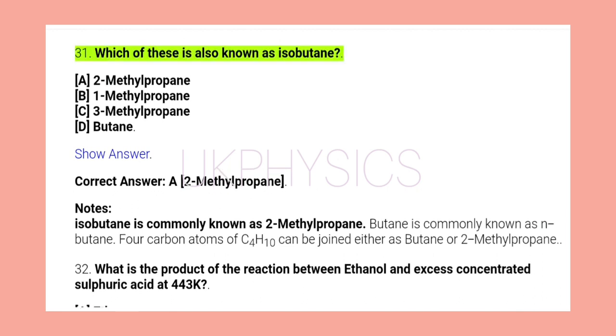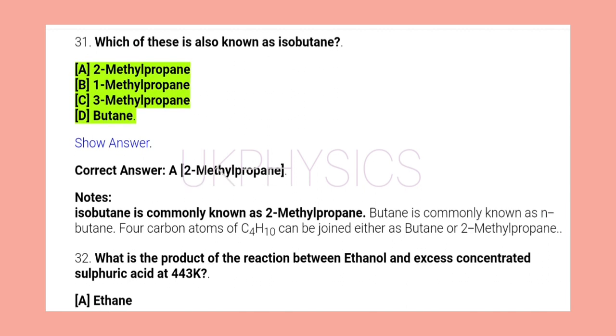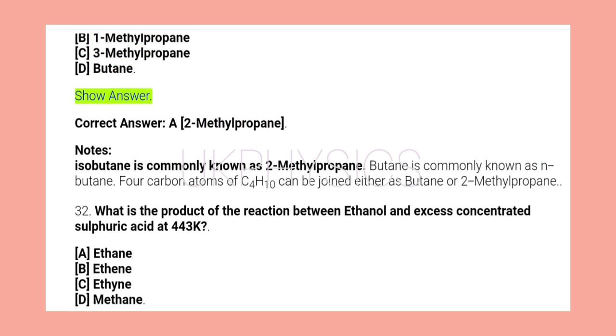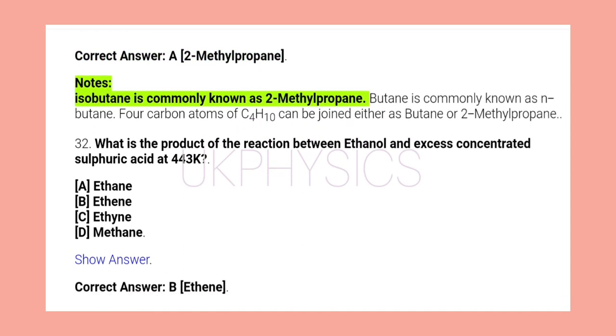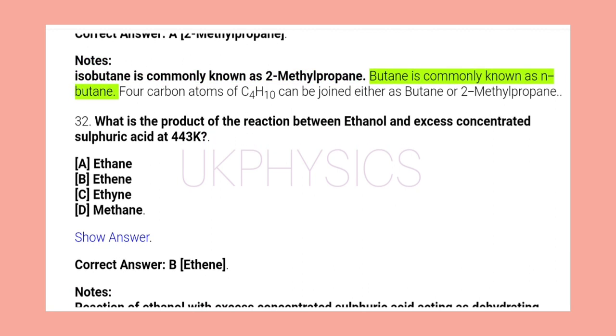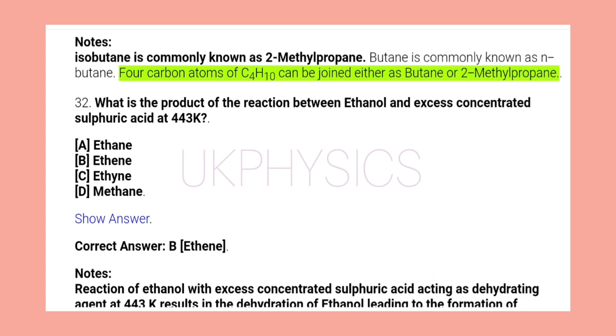31. Which of these is also known as isobutane? A. 2-methylpropane, B. 1-methylpropane, C. 3-methylpropane, D. Butane. Show answer. Correct answer, A. 2-methylpropane. Notes: Isobutane is commonly known as 2-methylpropane. Butane is commonly known as n-butane. 4 carbon atoms of C4H10 can be joined either as butane or 2-methylpropane.